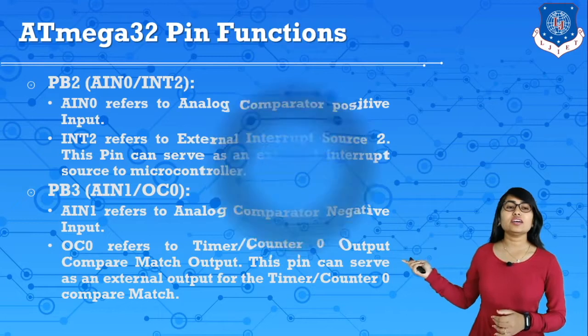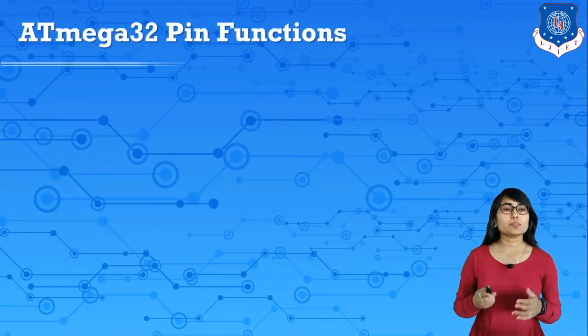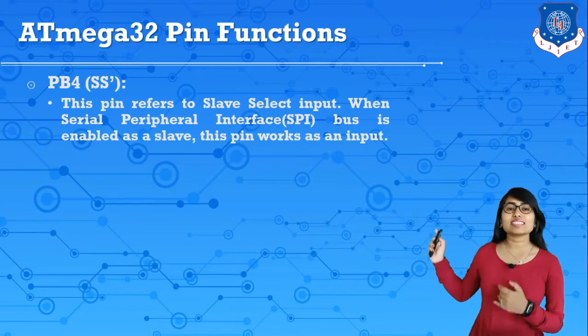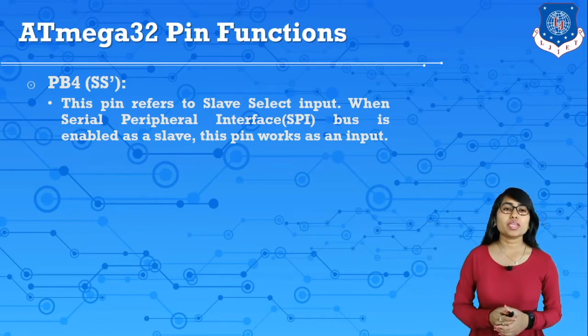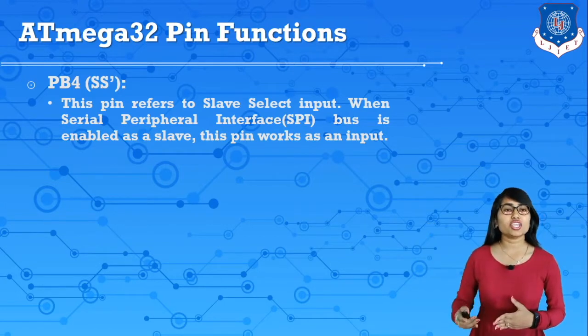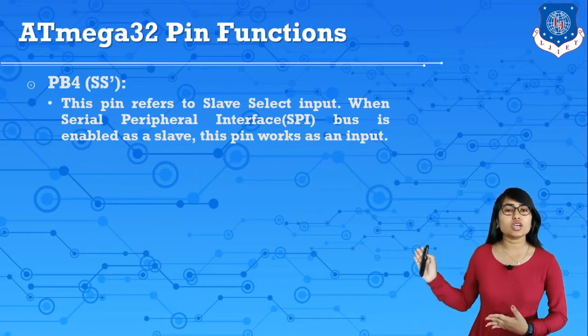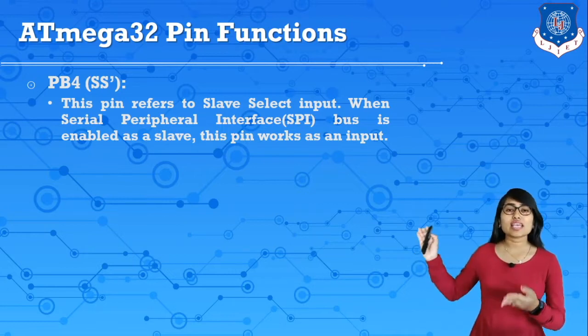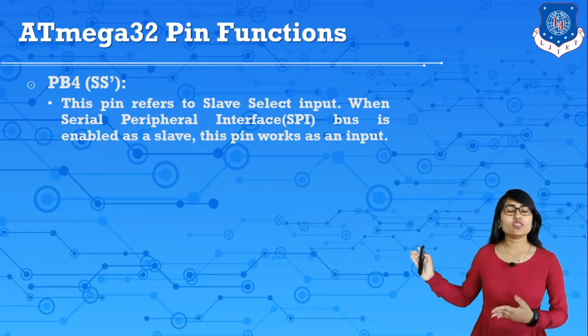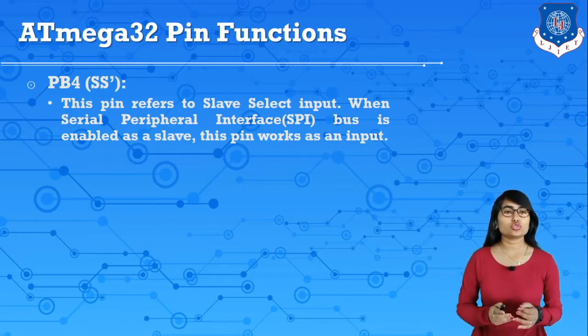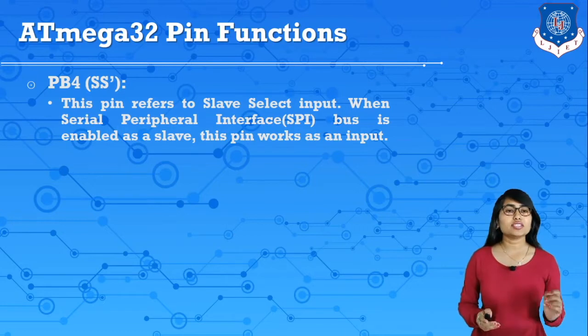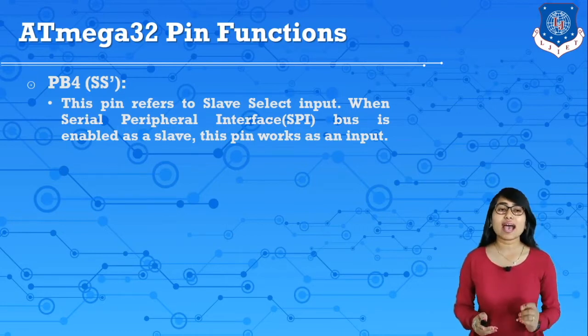Then next PB4. This PB4 is basically for SS, active low. This pin refers to slave select input when the serial peripheral interface, that means the SPI bus, is used. When the SPI is enabled as a slave, this pin works as an input.